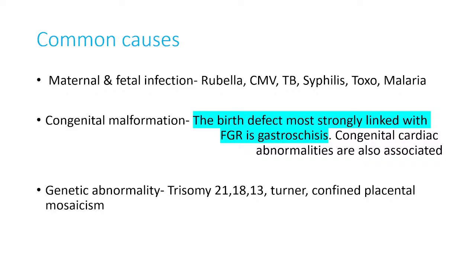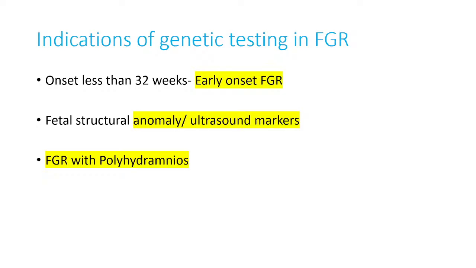Genetic abnormalities like trisomy 21, 18, 13, Turner syndrome, confined placental mosaicism, these are also causes of FGR. So, these are some of the common causes of FGR. After knowing the causes, we have to know when to do the testing for genetic causes and when to do the testing for infective causes. Many causes are evident, maternal illness is evident, but certain diseases are not evident, so we have to investigate for that. One is genetic testing.